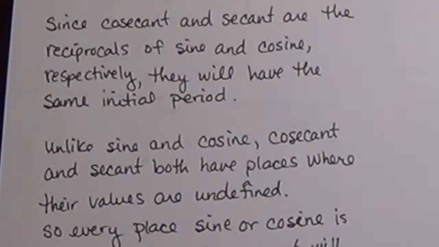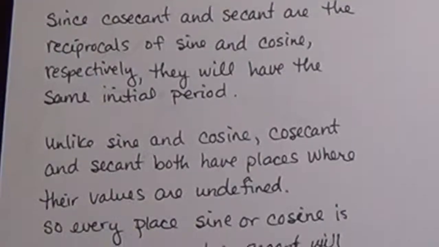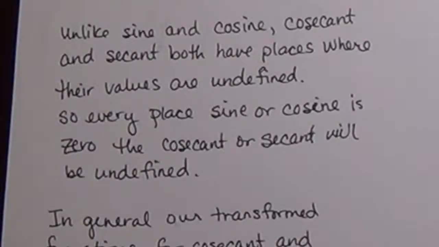Unlike sine and cosine, cosecant and secant both have places where their values are undefined. So again, if you recall sine and cosine, the graphs there had domain all real numbers. For secant and cosecant, we have to find the places where it's undefined and remove those places from the graphs of the function. So every place sine or cosine is 0, the cosecant or secant, respectively, will be undefined.